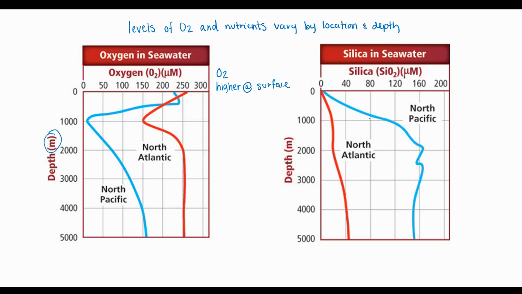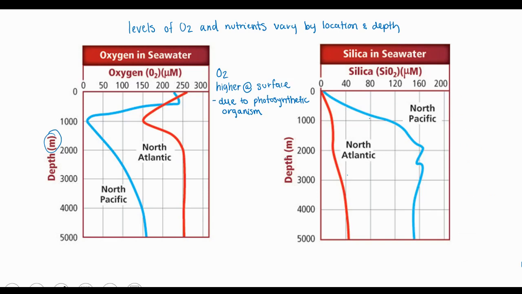Why is oxygen higher at the surface? Oxygen is going to be higher at the surface due to photosynthetic organisms. I've spelled that wrong. Photosynthetic organisms are using the sun's energy to create oxygen. That is why it's higher at the surface.